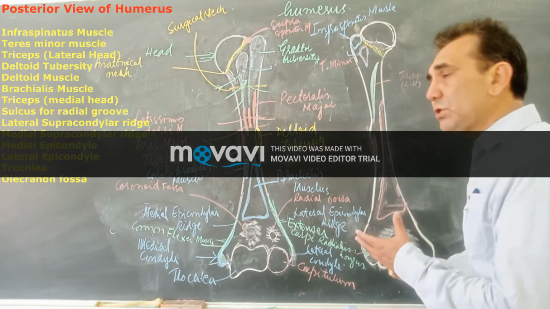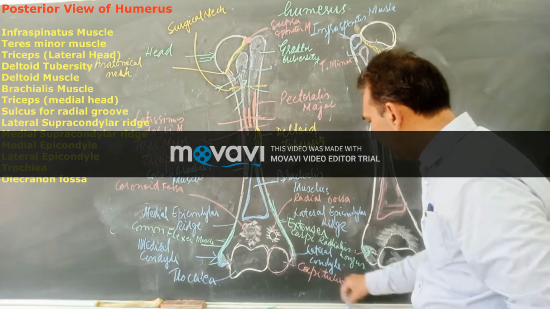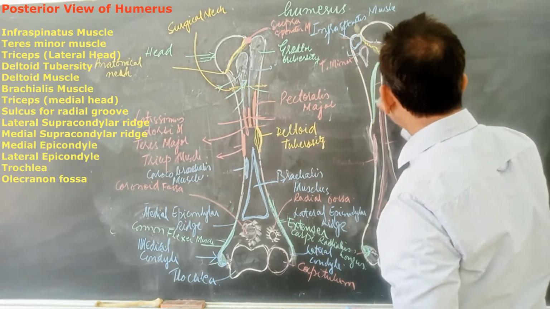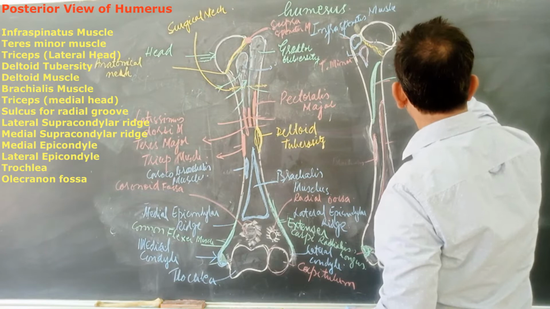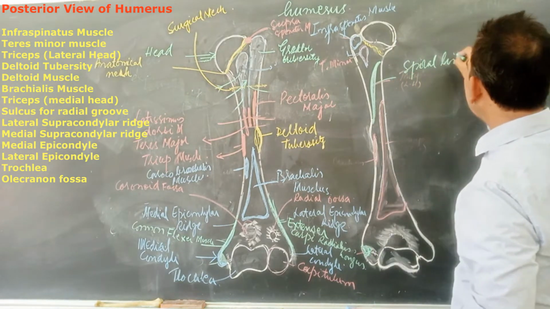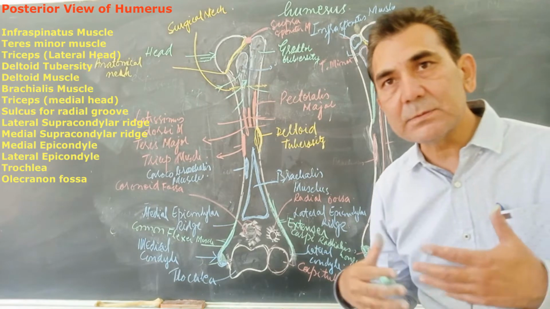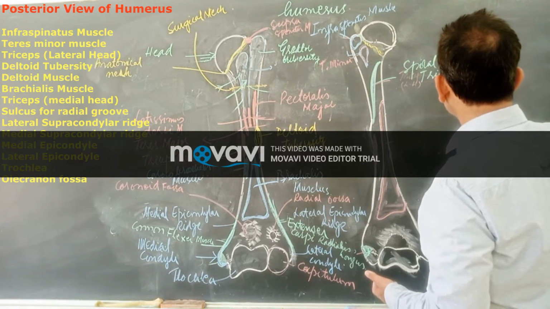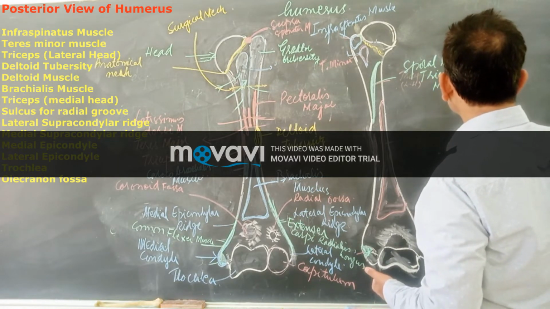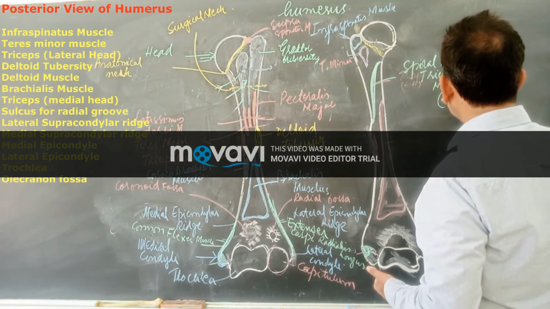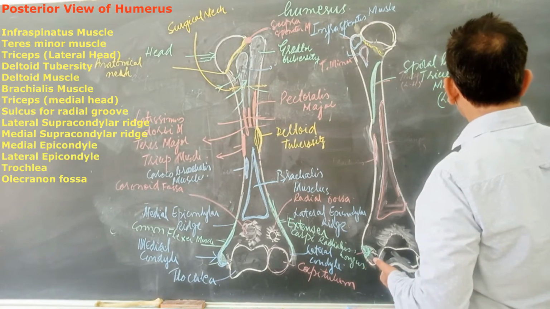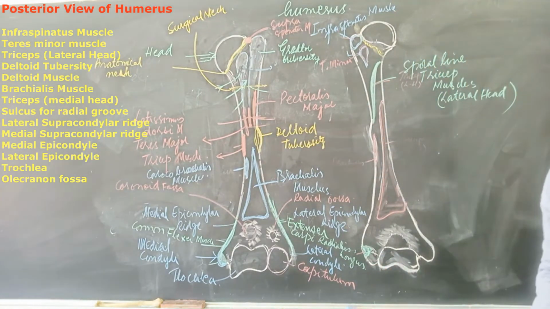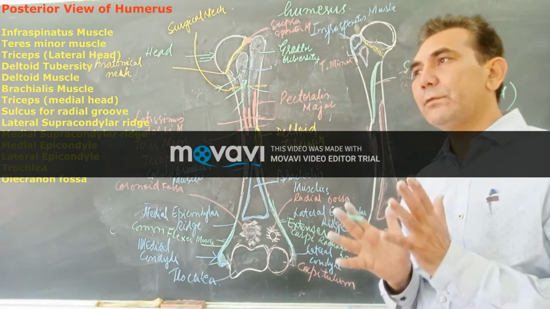If you see the posterior side of the humerus bone, there is a line here, and this line is called the spiral line. At the back side there is a line, and this is the spiral line. This spiral line is for the attachment of the triceps muscle, but the lateral head of the triceps attaches here on the spiral line, on the posterior surface of the shaft of the humerus.